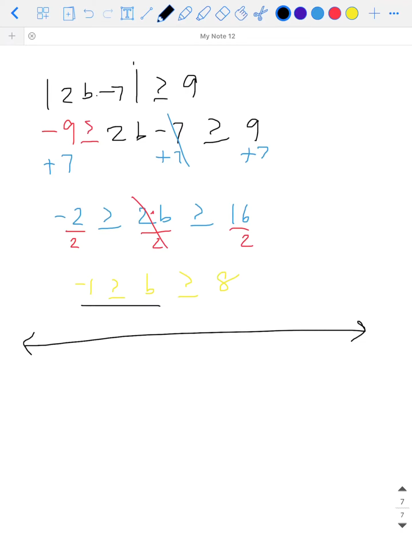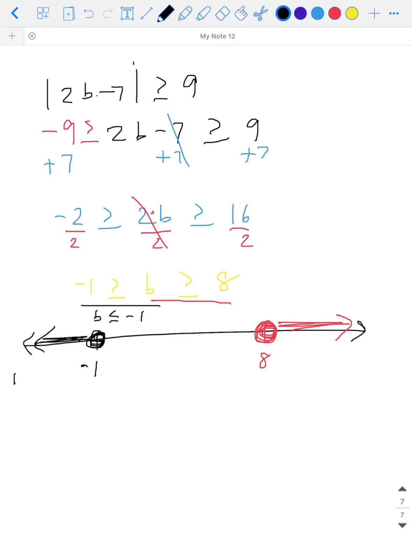On the left side, -1 is greater than or equal to b is also the same thing as b is less than or equal to -1. So I can just put a -1 here. It's all values -1 and less. On the right side, b is greater than or equal to 8. I can put 8 here. 8 is inclusive, and it shades to the right.